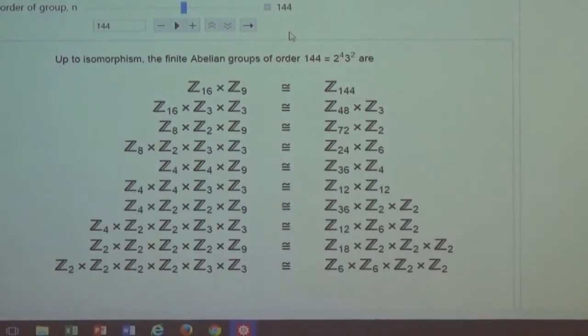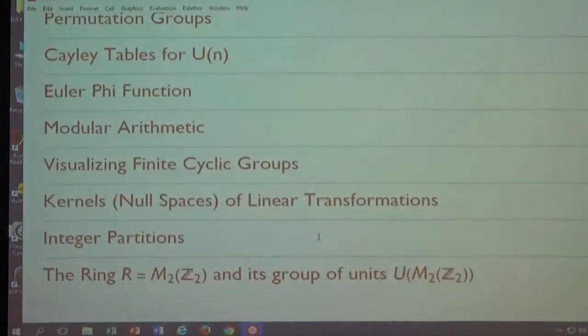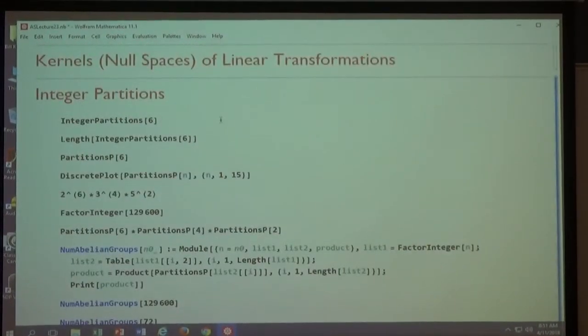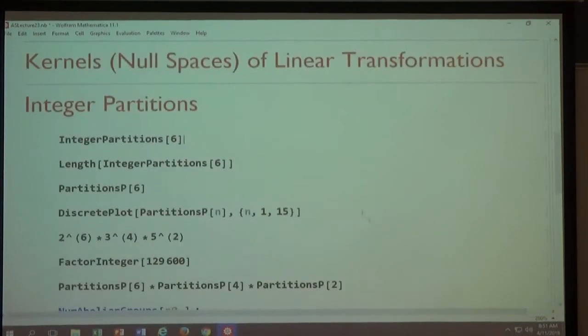Okay, so that's what that notebook does. I want to show you something that I did as well yesterday. I made a little Mathematica thing here. This was something that I did to think about integer partitions. Mathematica has a built-in command called IntegerPartitions, which, for example, can tell you the integer partitions of 4.